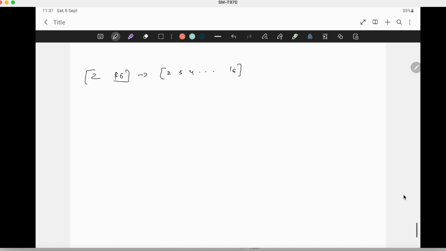So 2 basically requires one operation, 3 requires one operation, 4 requires two operations. It goes all the way till 15, and we see that it requires two operations. Now only for 16 it requires three operations.